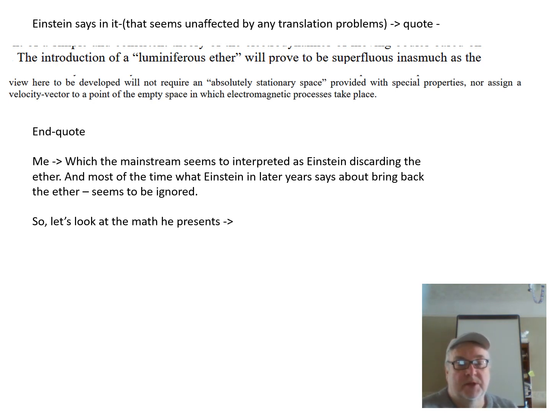And the mainstream seems to interpret that as Einstein discarding the ether. And most of the time when Einstein talks about bringing back the ether in his later years, that seems to be ignored. So in the context of 1905, he seems to be discarding the ether. So now let's look at the maths he presents in his 1905 paper on special relativity.